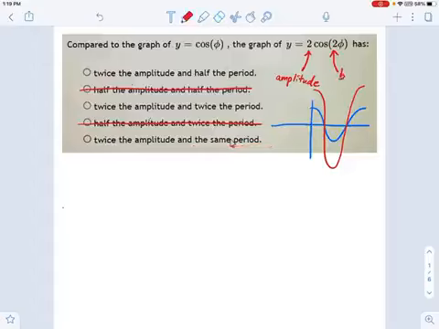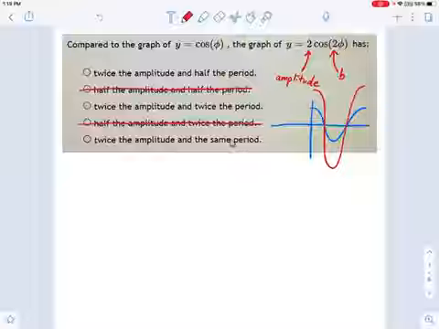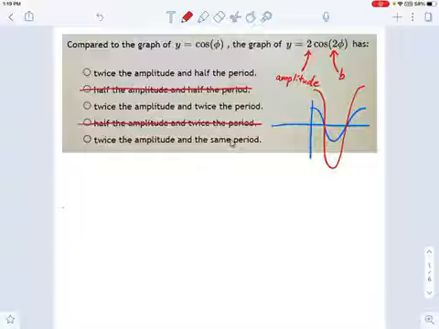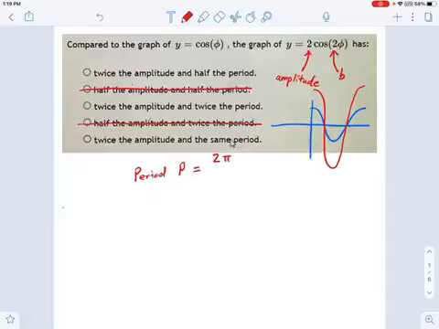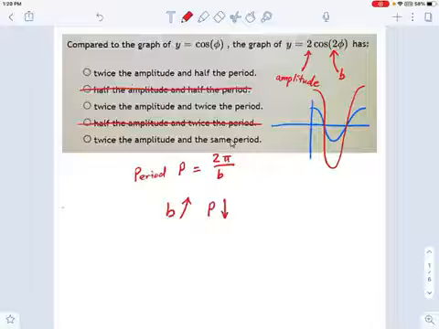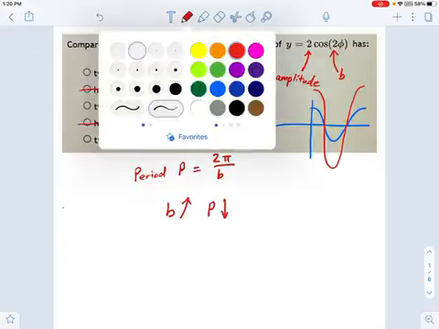This other number right here, that other 2, that's b. And b refers to a horizontal scaling factor, and it's related to the period in this way. The period, p, equals 2 pi divided by b. So think about what this means. If b goes up and becomes a bigger number, that means p will go down. They're reciprocals. And if b goes up by a factor of 2, watch what happens to p.